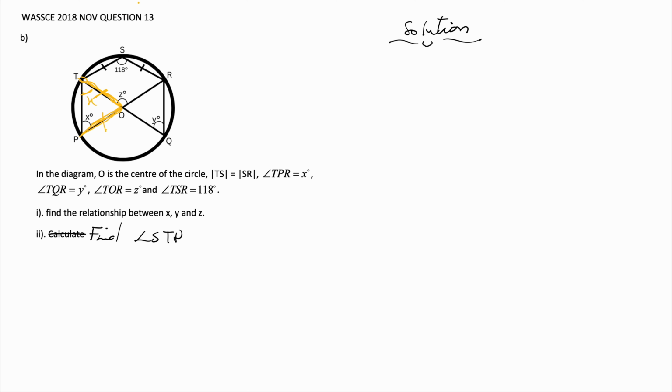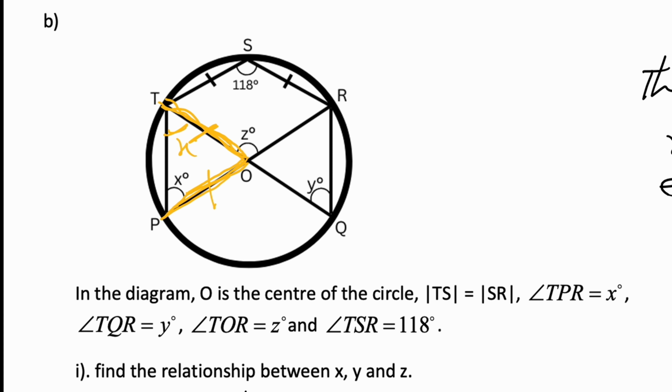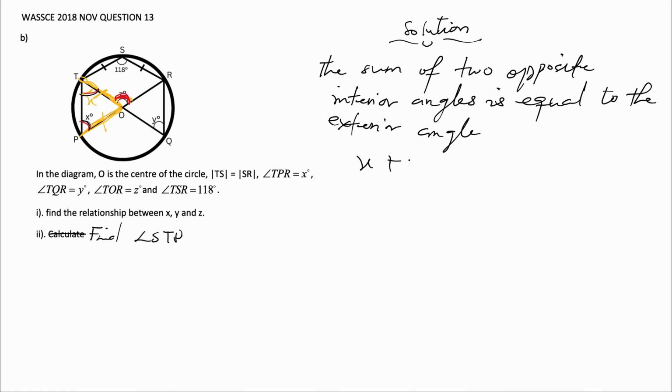And we know that the sum of two opposite interior angles is equal to the exterior angle. And this is the exterior angle. So the sum of this and this is equal to this. So we can say that this is x, this is also x. So x plus x is equal to z. So now let's clean everything up. This side is also x.